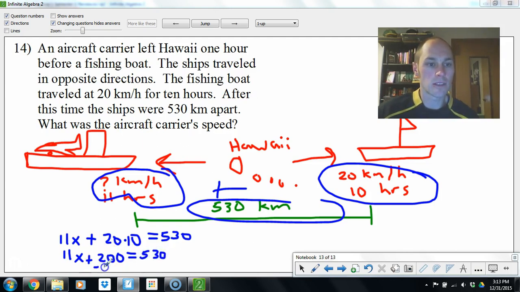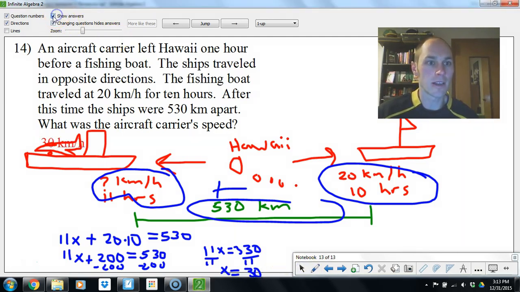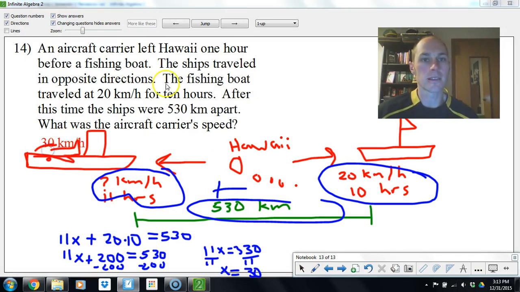And if I subtract 200 from both sides, I'm left with 11x equals 330. And divide both sides by 11, I get x equals 30. So 30 kilometers an hour is how fast that aircraft carrier is traveling. And sure enough, we were correct.